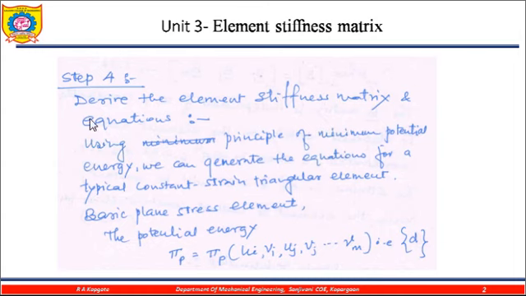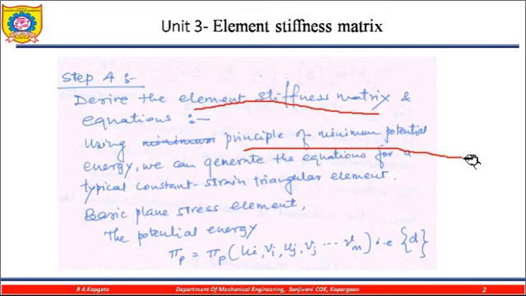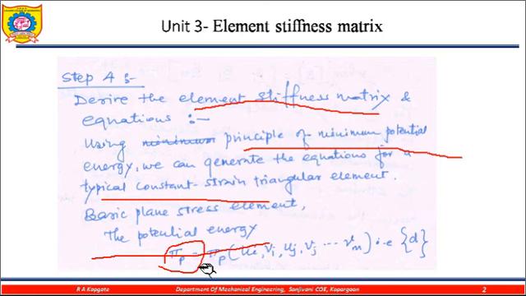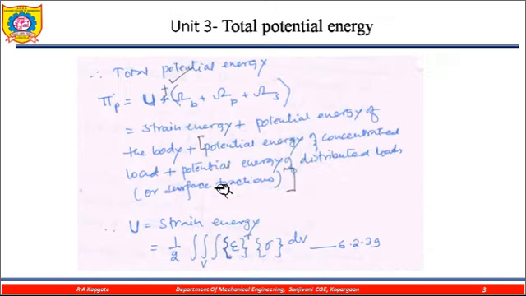Now let us move on to step number 3, that is deriving the element stiffness matrix. This is the main process, the element stiffness matrix. Whenever we are designing the element stiffness matrix, we need to use the principle of minimum potential energy. Now what does it suggest? The potential energy is a function of the nodal displacements, the d matrix.